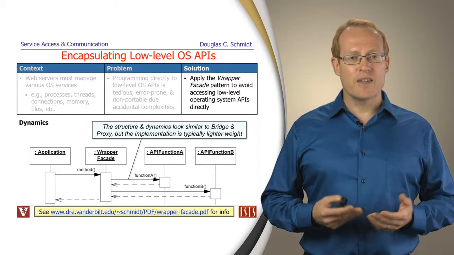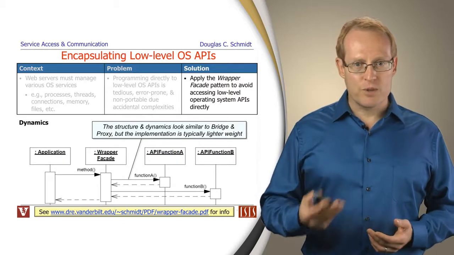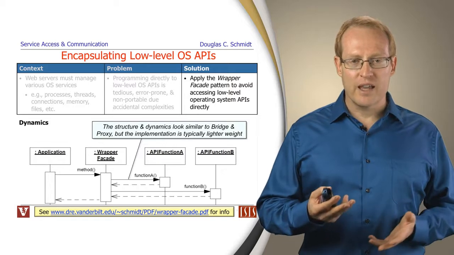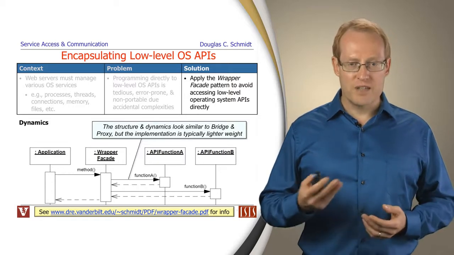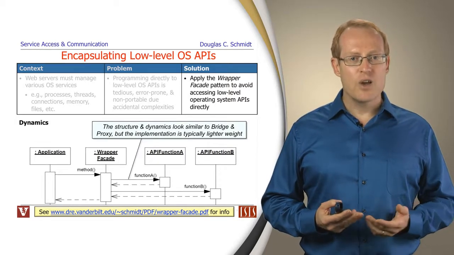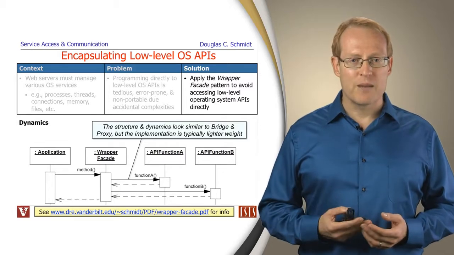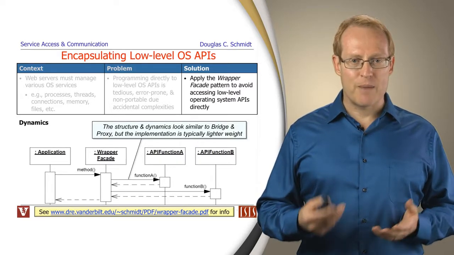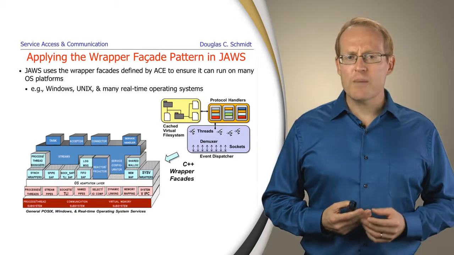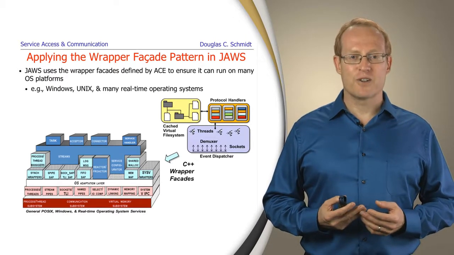You can take a look at the POSA2 book for descriptions about wrapper facade. You can also take a look at the various ACE books for examples of how to do this in ACE, or you can take a look at this paper listed at the bottom of the URL for information about wrapper facades. So let's talk about how we might apply the wrapper facade pattern to JAWS.